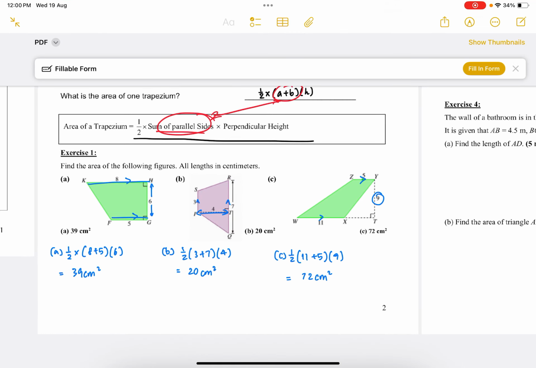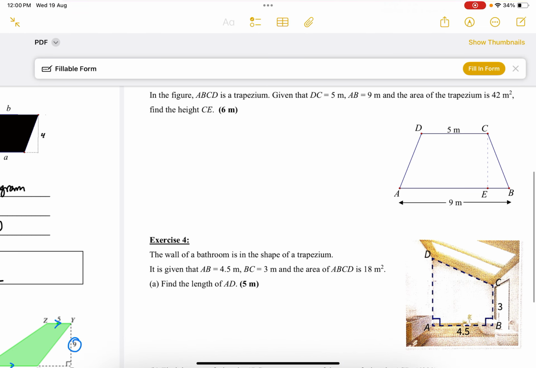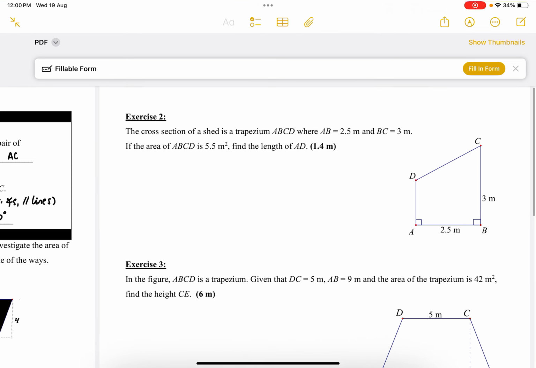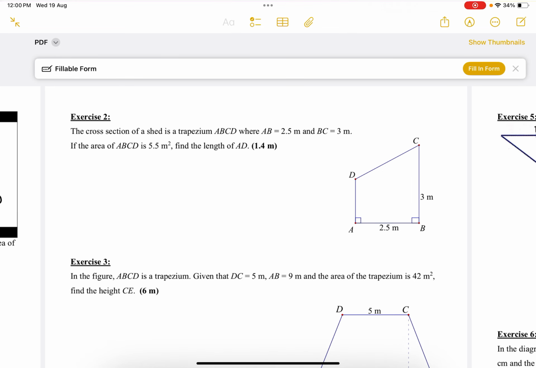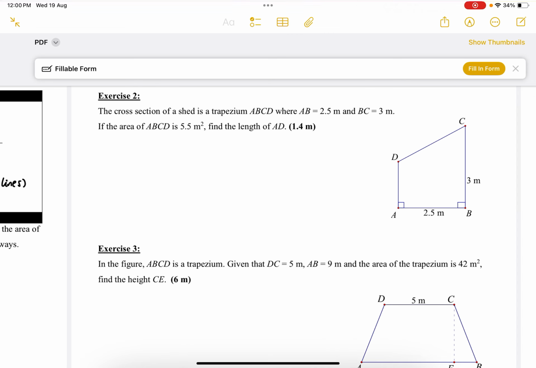Please note that the formulas are not given to you during the test and exams. You need to memorize it. But once you have derived it by yourself and understood how it is derived, then the memorizing is not too difficult. So exercise 2, try it yourself. Okay, this time you have to work backwards. They are telling you that the area is 5.5 square meters. Find this distance. So what is this value of AD such that half multiplied by AD plus 3 times 2.5 gives us 5.5. So practice your algebra for that.